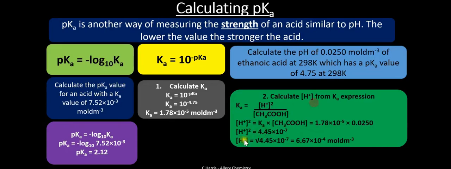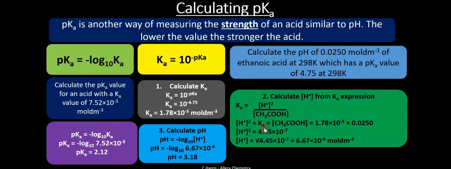So we can substitute values there and substitute our values here. We're given our Ka, the K that we just calculated here, 1.78 times 10 to the power minus 5, times the concentration of the acid here, which is 0.0250. We end up with our concentration of H plus squared being equal to 4.45 times 10 to the power negative 7, and we can root here to find our concentration of H plus ions.